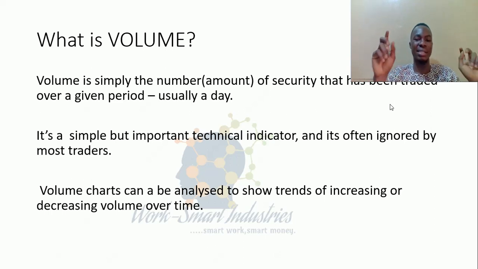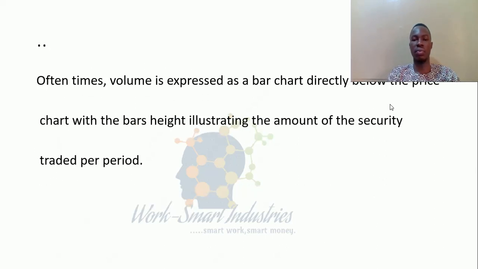Volume is simply the number of a security that has been traded over a given period of time, usually a day. It's a very simple but important technical indicator, but most technical analysts ignore it. They don't take it as important, but its importance cannot be overemphasized. Volume charts can be analyzed to show trends of increasing or decreasing volume over time. Oftentimes, volume is expressed as a bar chart directly below the price chart, with the bar's height illustrating the amount of the security traded per period.